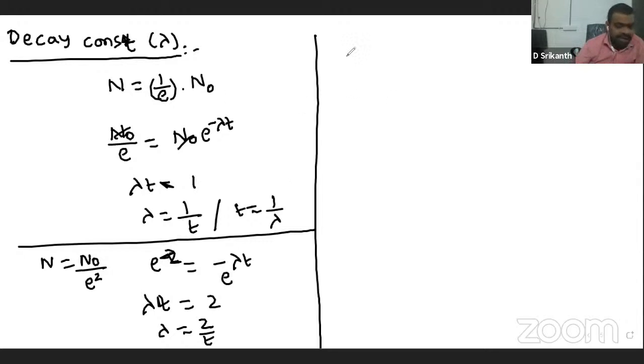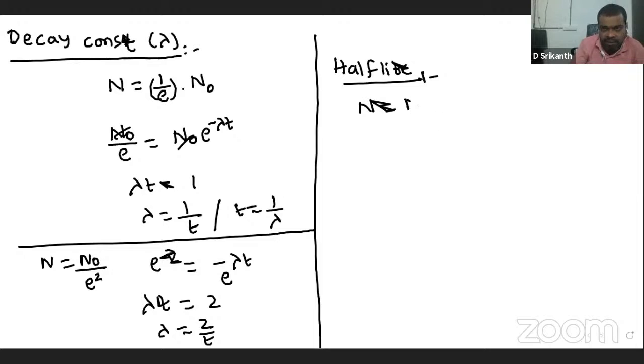Next one, the most important, is half-life. It is the time in which the number of nucleons in the nucleus becomes half of the initial number of nucleons.